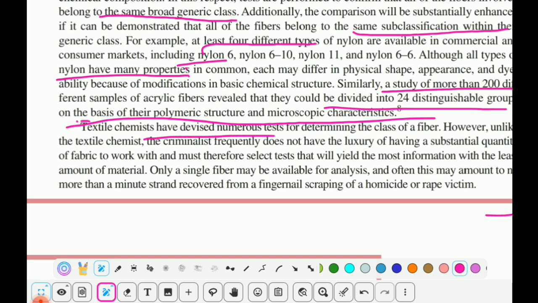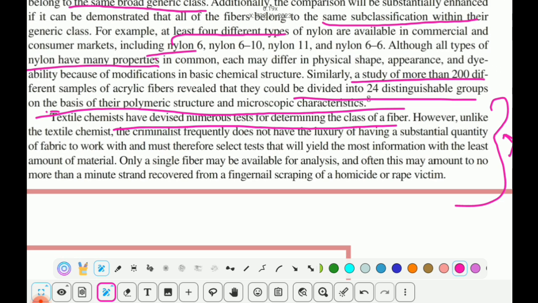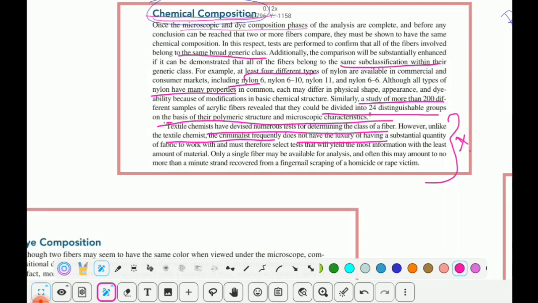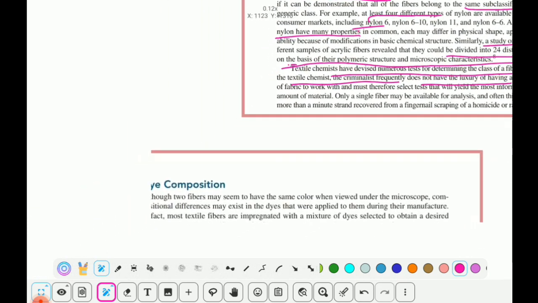It simply states that textile chemists have a huge amount of fiber with them to do experiments with and to follow all the things that they desire to, but we as criminalists, as forensic experts, have a very small, minute amount of fiber, and we are responsible to make all the examination based on a single piece of fiber.